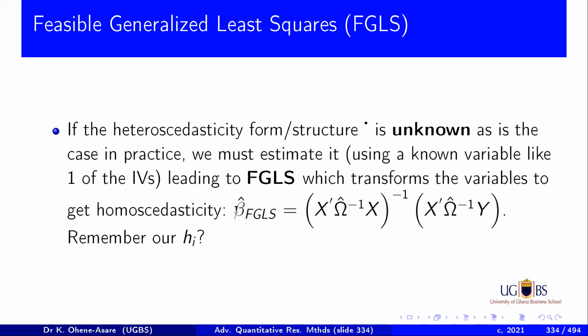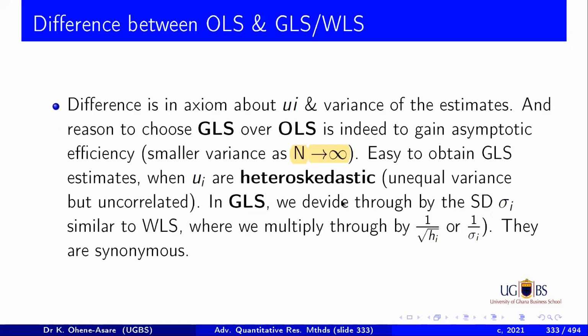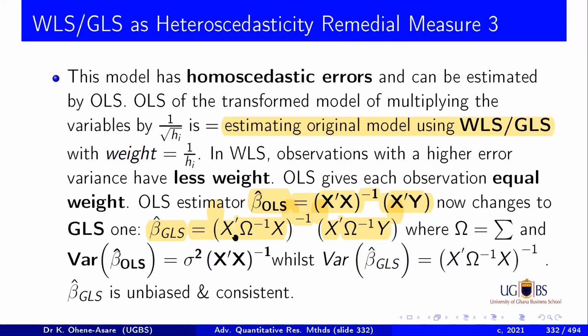This is a feasible GLS. This is the beta parameter when you estimate it. Now, what is the difference between this feasible GLS and the GLS? Well, you can see that there is no difference except that the omega has a cap on it. The omega has a cap. Now, let me take you back to this one. Look at this one. Okay. The GLS, the omega has no cap on it. That's all. So it means that in the GLS, the homoscedastic structure is known.